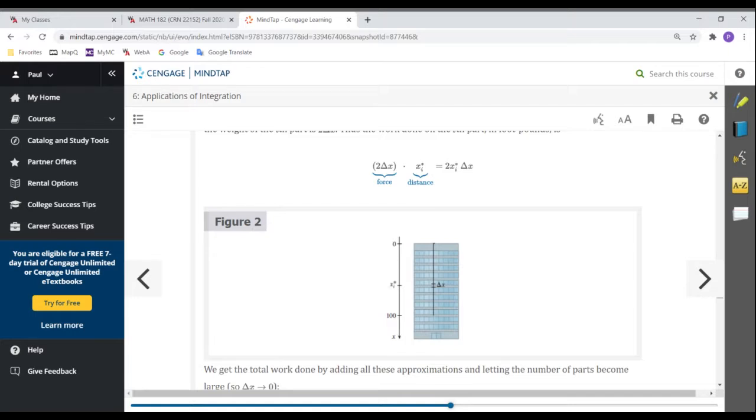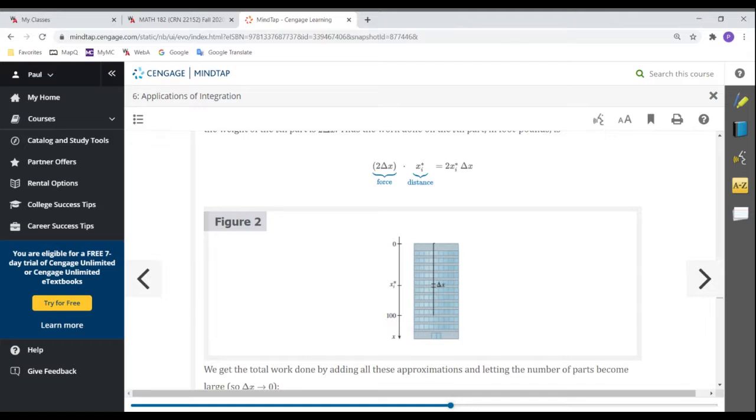So work is force times distance. Let's just look at this little piece of cable in figure 2, located a distance xi feet below the top of the building. The distance we require to bring that little piece of cable to the top of the building would be xi. But then the force needed to bring that little piece of cable to the top of the building would be equal to 2 times delta x.